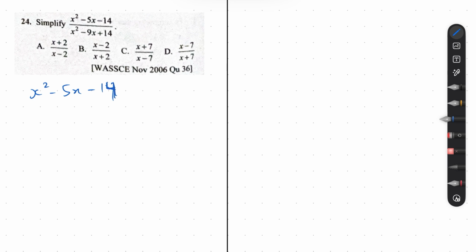You know the way to do it, right? So what we can do in this question is we take each expression, then we factorize them separately. Then after that, we divide them together. Okay, cool. So let's do the numerator first, which is this. Then we do the bottom.